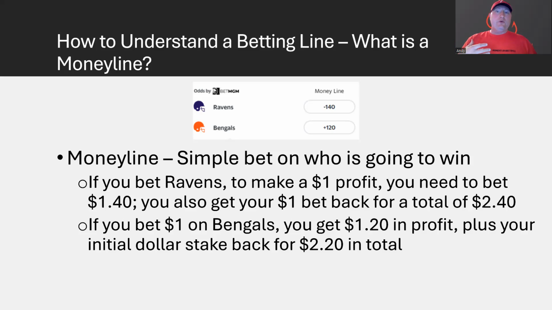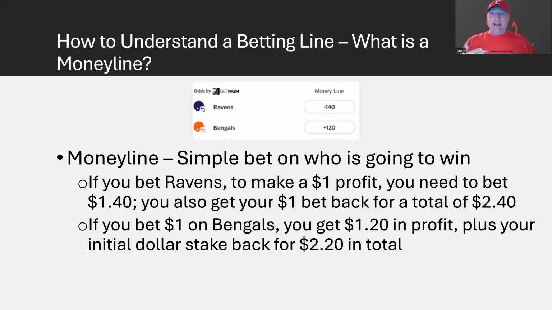For a single proposition, the idea of betting $1.40 to win $1, that's pushing it for me. Now, for some other people, it's not pushing it. Conversely, in the case of the Bengals in this example, if you bet $1 on the Bengals, you'll get $1.20 in profit. That's what that plus 120 means. You get the $1.20 in profit, plus your initial dollar bet back, for a total of $2.20 returning on your dollar bet. That's a pretty good bet. Now, that's not to say that all money line bets with a plus beside them are a good bet.